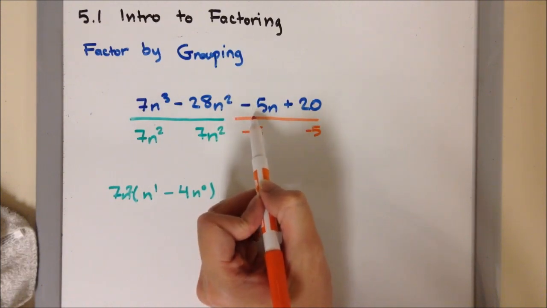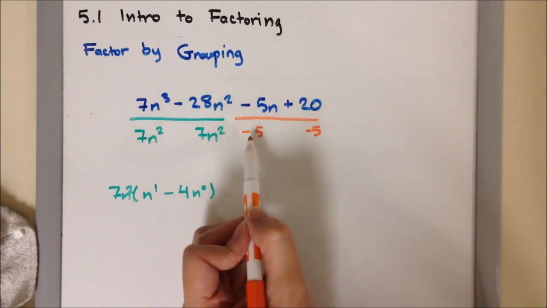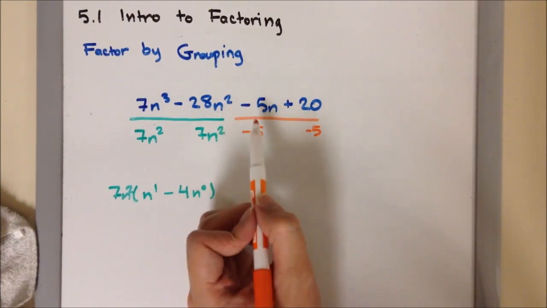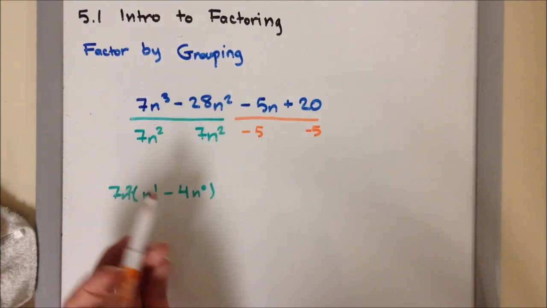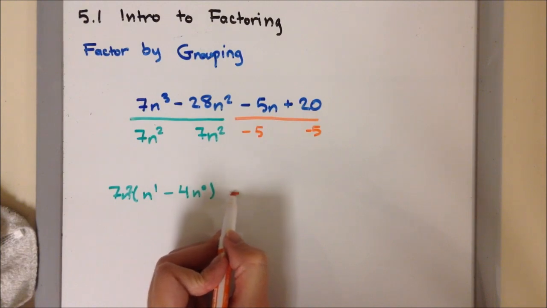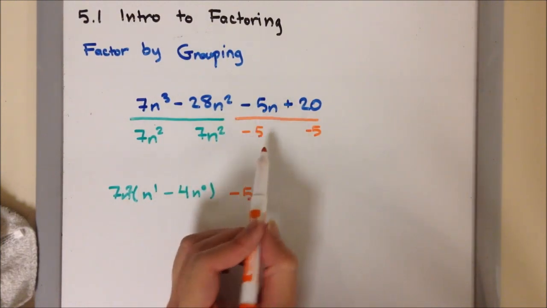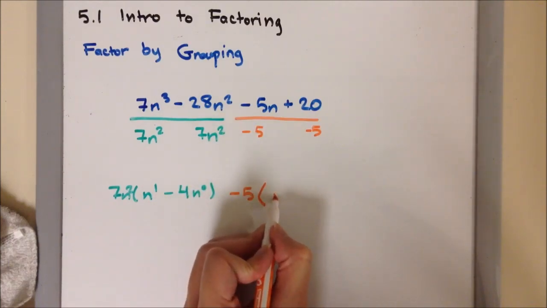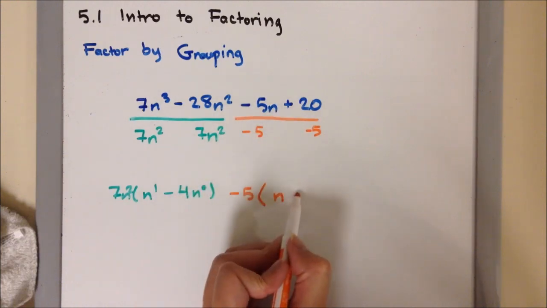To review, the first term of the right side starts off with a negative, so I'm going to divide both terms by a negative. Both of them are divisible by 5, so my GCF is negative 5. So my GCF will be outside the parenthesis, negative 5. Negative 5n divided by negative 5 will be just simply positive n. Positive 20 divided by negative 5 will be minus 4.